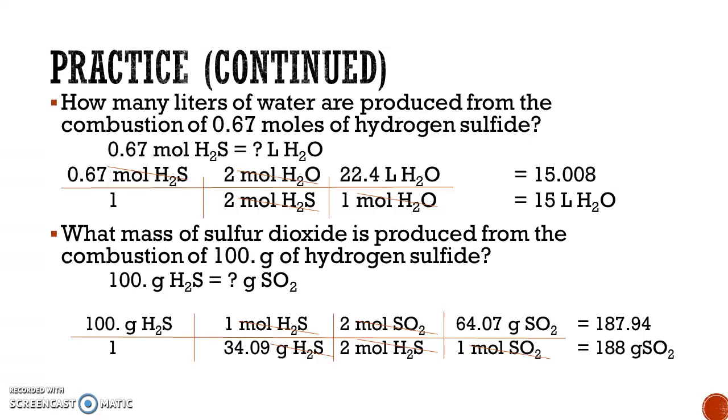Once we are to moles of sulfur dioxide, we can then convert moles to grams using the molar mass of the wanted compound. Mass of sulfur dioxide is what we want, so we're ready to do the math in our calculator. 100 times 2 times 64.07 divided by 34.09 divided by 2 gives us 187.94. We round to the significant figures of the given, which has 3, so our calculated answer will be rounded to 188. The final answer with units is 188 grams of sulfur dioxide.